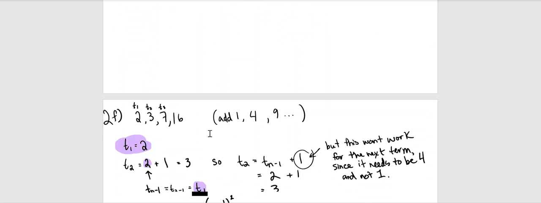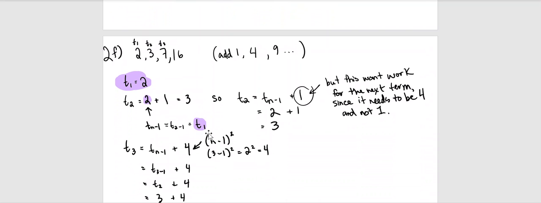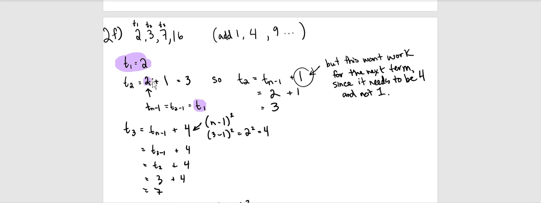For our next question, which is question number 2F, we have the sequence 2, 3, 7, 16. Here we have to add 1, add 4, add 9, which are all perfect squares. So T1, our first term, is 2 here. In order to get the next term, we have to add 1. So let's use that trick again. Here we have Tn minus 1. N minus 1 is 2 minus 1, which is T1. So we're back to T1.